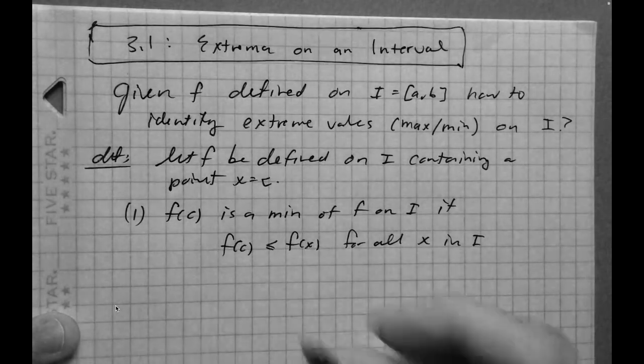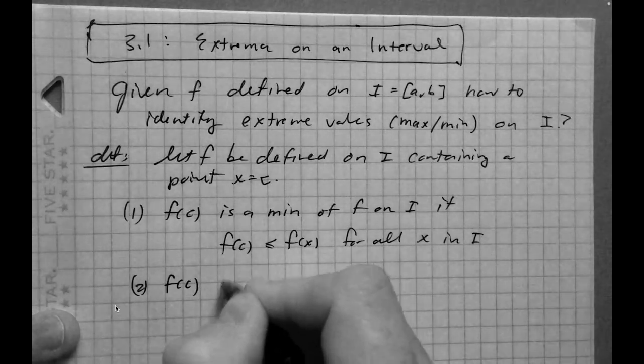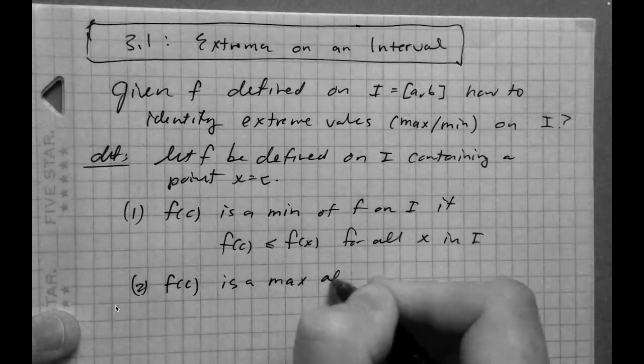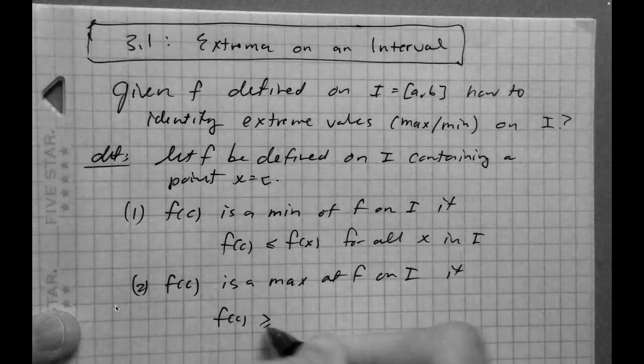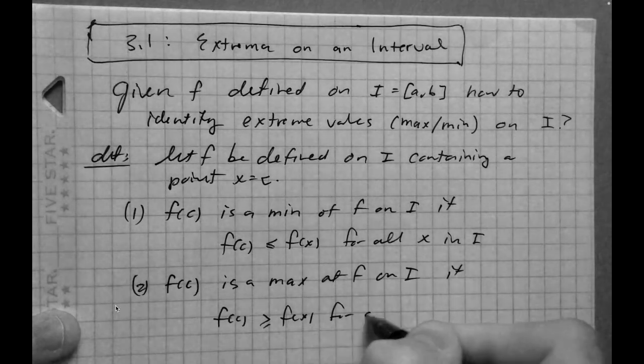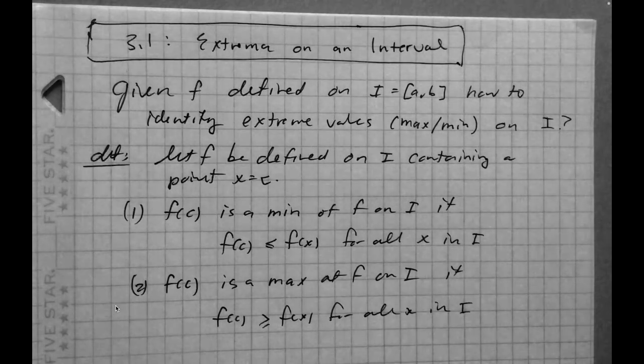All right, and then a max is the same thing, except flip the inequality. So f of C is a max of f on I if f of C is greater than or equal to f of x for all x in I. Okay, so there we go. So this seems all very straightforward, well and good, not a problem. But things can get tricky when the interval under examination is open or when the interval lacks continuity.